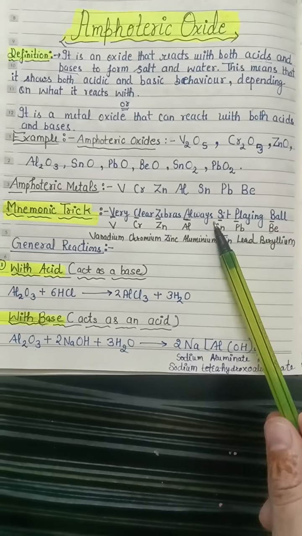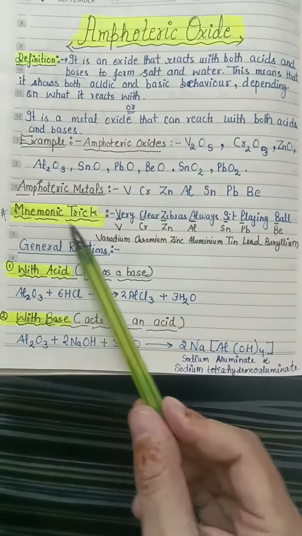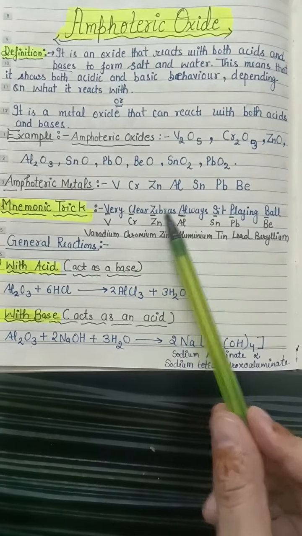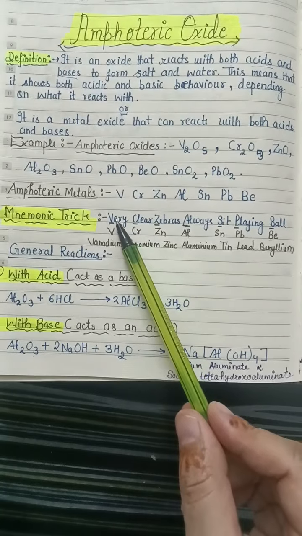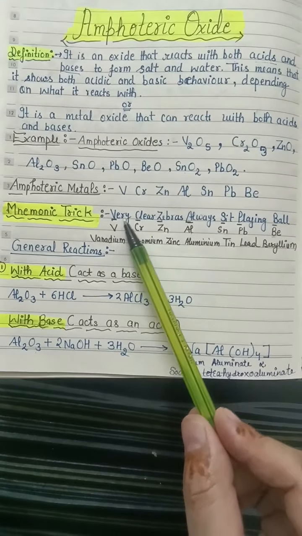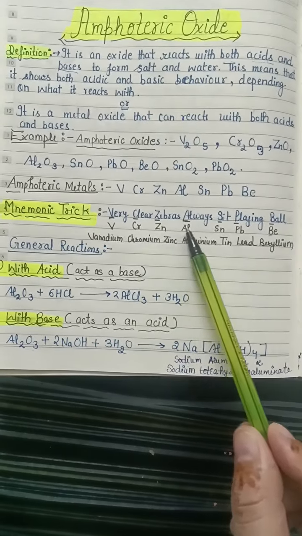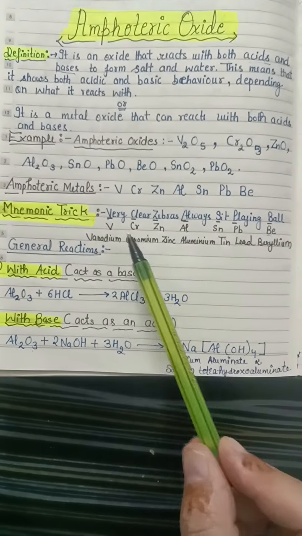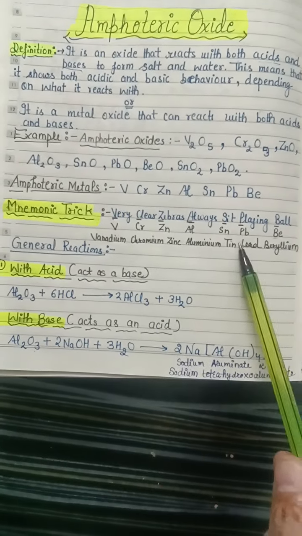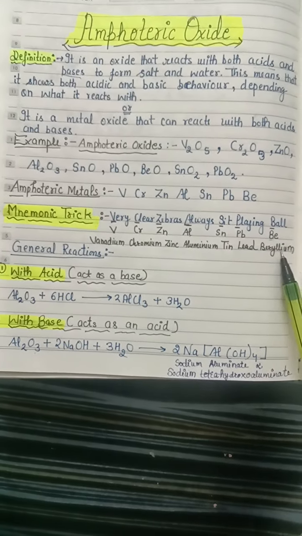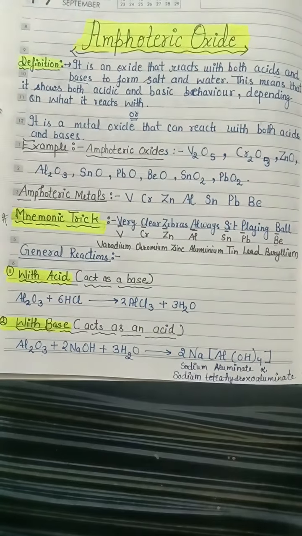Okay, so how can you remember these amphoteric oxides? You just remember this mnemonic trick: Very Clear Zebras Always Sit Playing Ball. You have to take the first letter of every word, so from Very you take capital V, and from Clear you take chromium. In the same way, you take the first letter of every word and you can easily remember the amphoteric metals. So vanadium, chromium, zinc, aluminium, tin, lead, and beryllium. Mainly the oxides are formed from these metals, and you can remember these metals by this mnemonic trick.